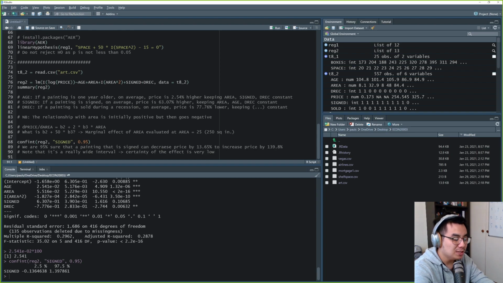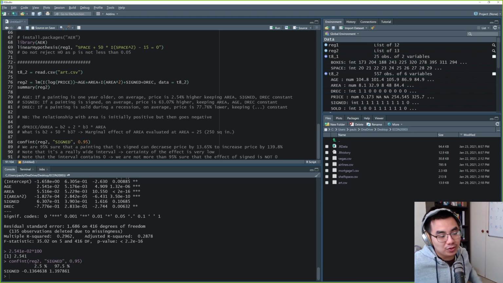Okay, but the most important thing I would actually note here is you note that the interval contains 0, right? Which implies that we are not more than 95% sure that the effect size is not 0. So therefore, the effect size is insignificant at 5%, because for it to be significant at 5%, what you're really saying is that you need to be more than 95% sure it's not 0, but 0 is in the interval.